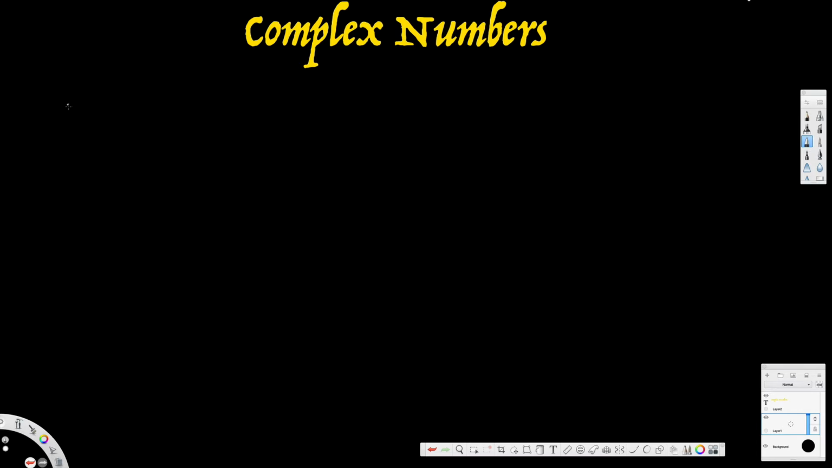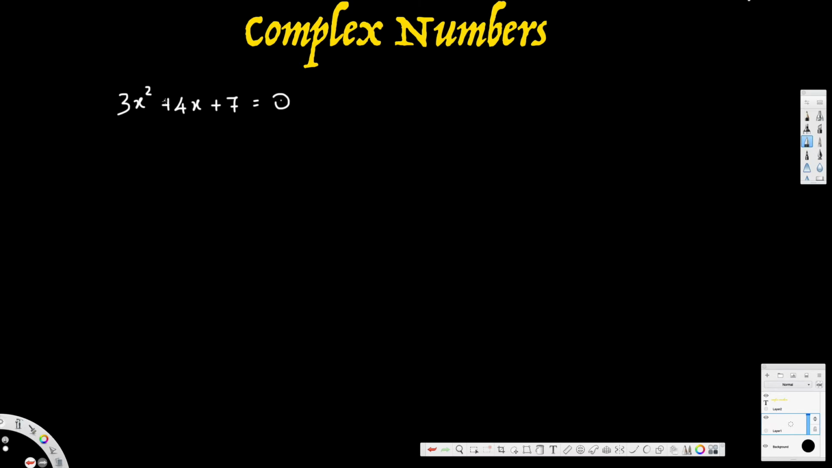Let's say we have something given like this: 3x squared plus 4x plus 7. How can we solve this? Let's say this is equal to 0. How can we solve this?